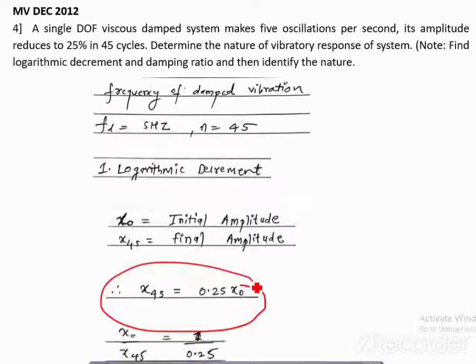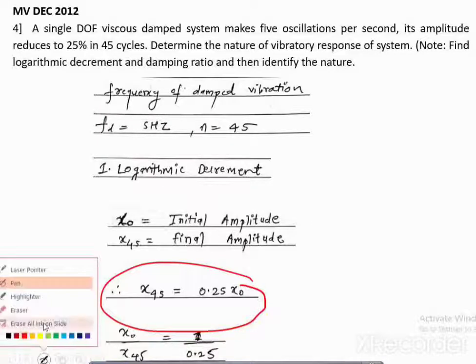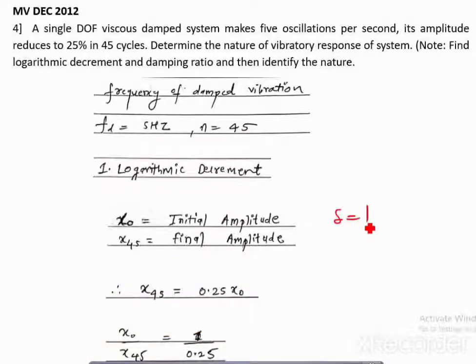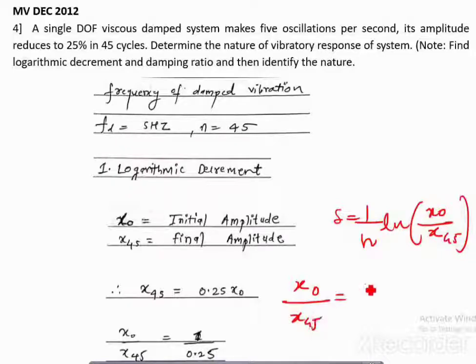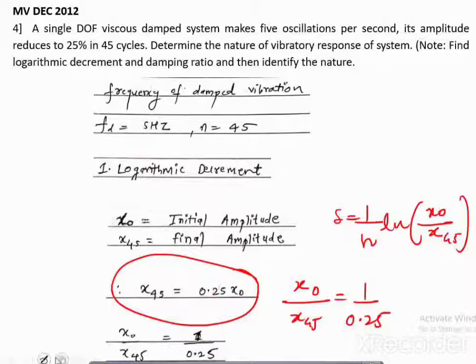Now, the basic formula. What is the basic formula? Delta is equal to 1 upon N times ln of x0 upon x45. It is the ratio of initial amplitude upon final amplitude, so x0 upon x45. Now here, what is x0 upon x45? It is nothing but 1 upon 0.25. You can get this from this particular relation, and you can put it here and you will get delta.